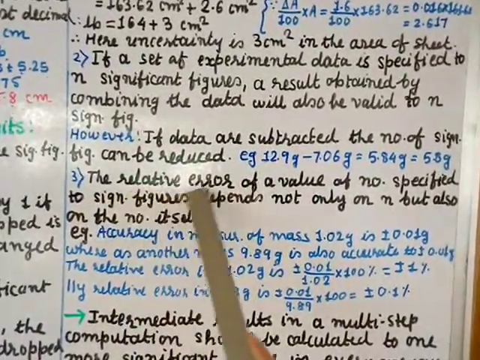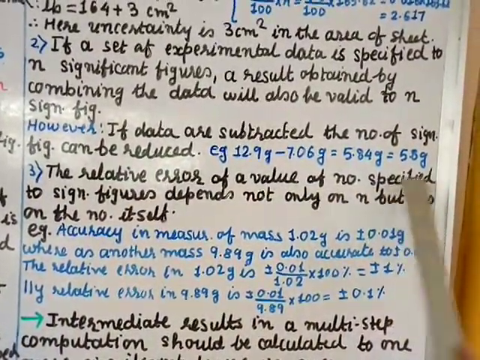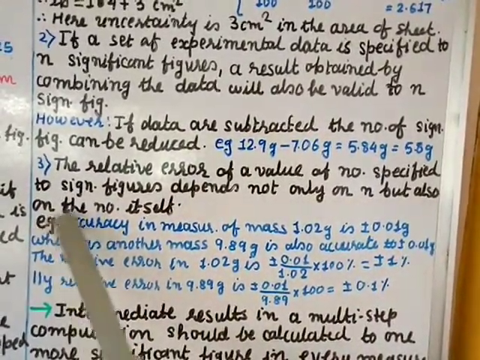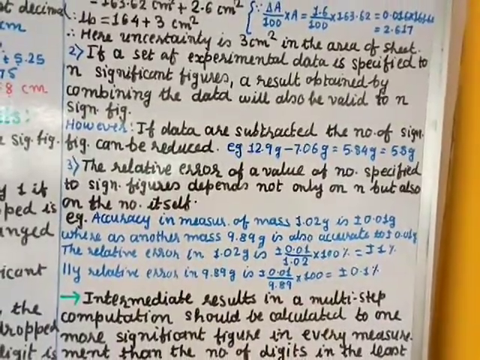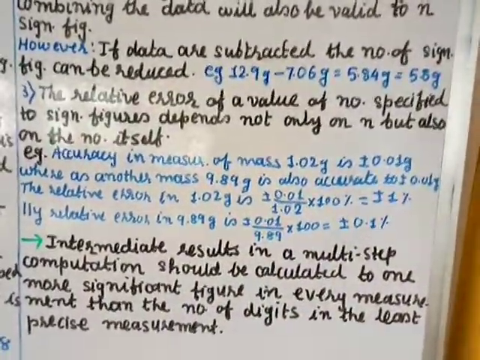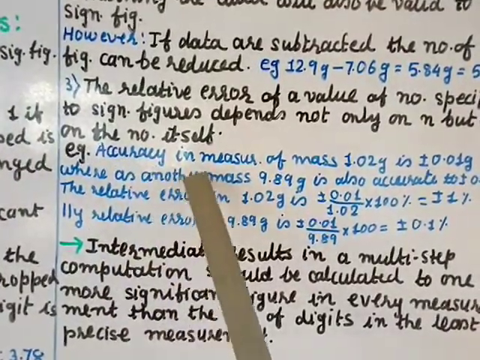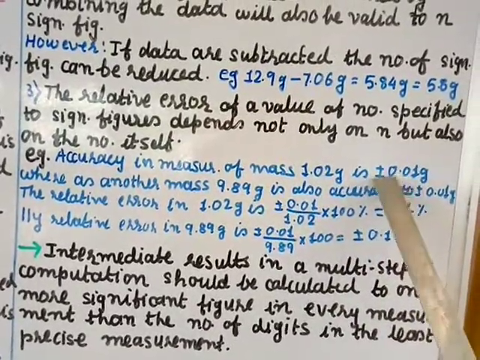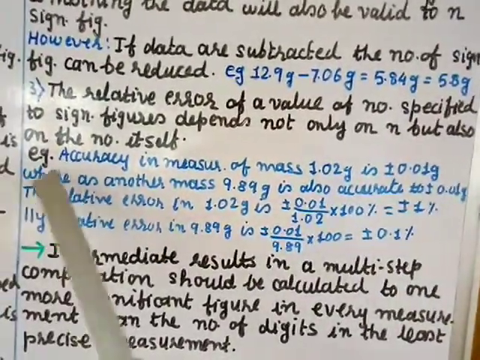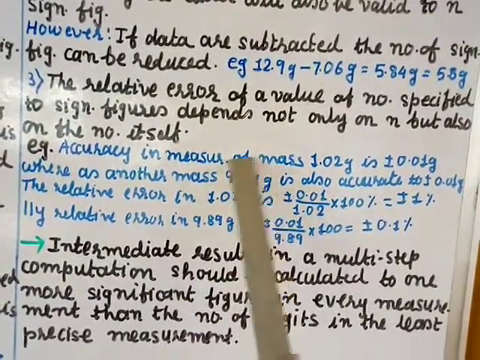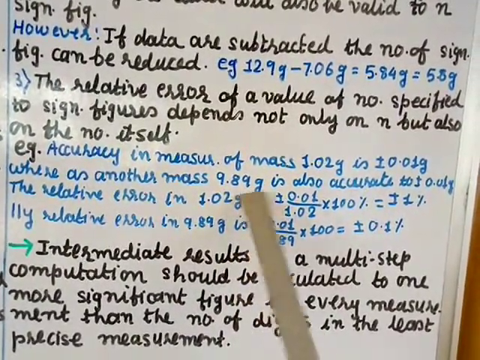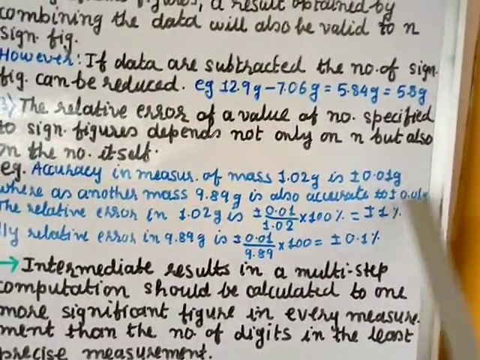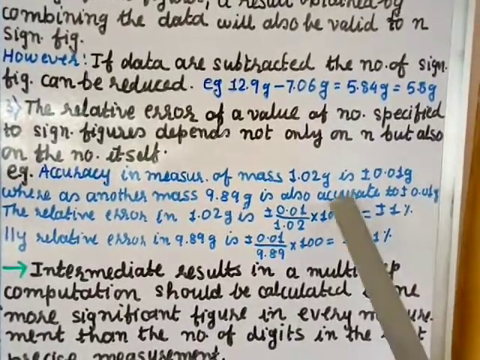Number 3: the relative error of a value of a number specified to n significant figures depends not only on n but also on the number itself. I will explain this with an example. The accuracy in the measurement of a mass of 1.02 gram is plus or minus 0.01 gram. In the same way, you measure another mass of 9.89 gram, which also has an accuracy of 0.01 gram. That is the precision, or that much uncertainty is there.